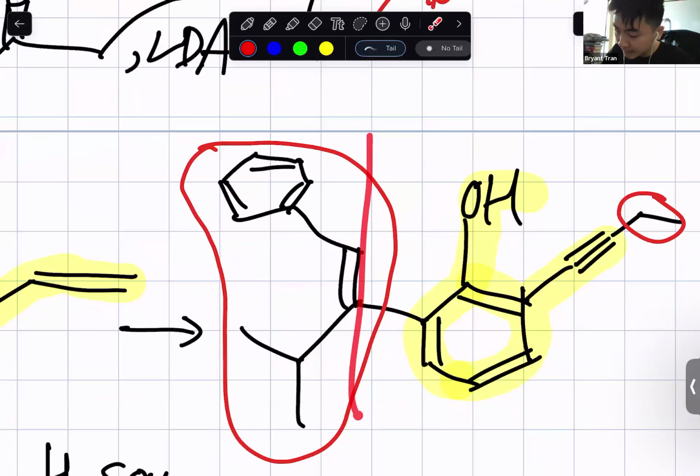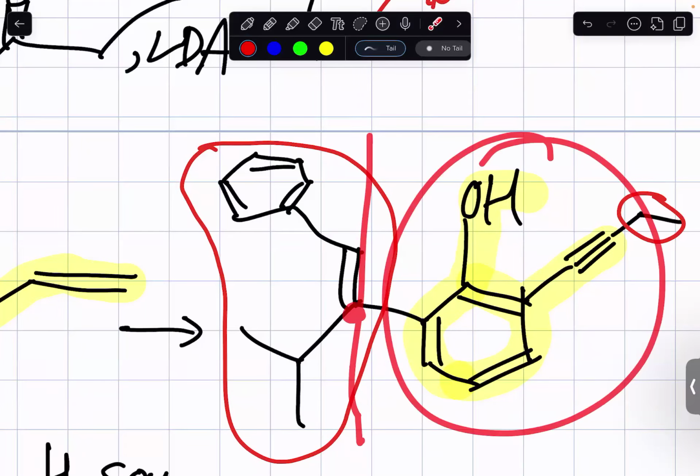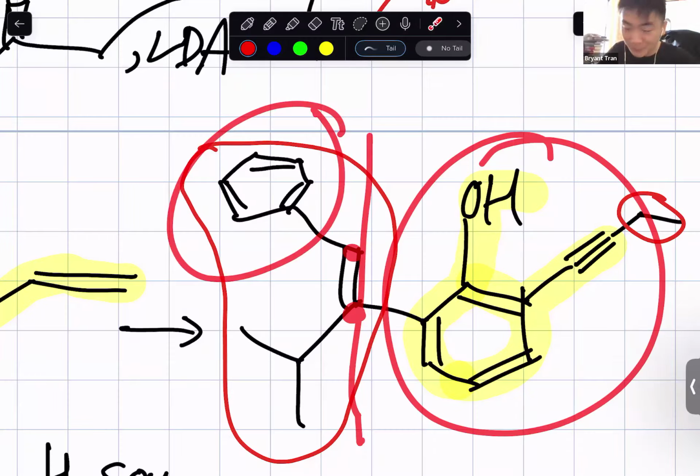Is this an E or Z alkene? E, correct. Because this carbon here is the highest priority group compared to the isopropyl, and this carbon here is the highest priority group compared to the hydrogen. So it's an E alkene. What reaction do you know that can make an E alkene in chapter 17? Think of a chapter 17 reaction. The Wittig reaction, correct.